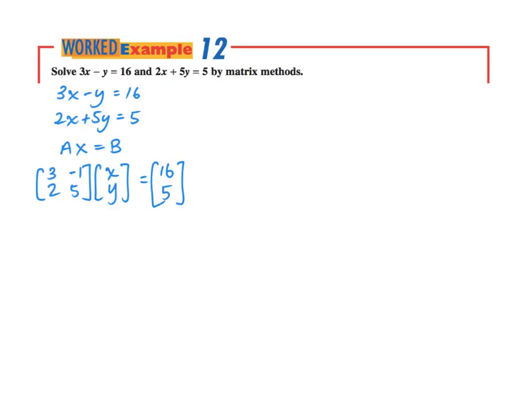And if you wanted to check at all, multiplying these two matrices out will actually give you these two equations. So if we do a quick check, 3 times x is 3x, times negative 1 times y, which is minus y, and that is equal to 16. Then you've got 2 times x, which is 2x, plus 5 times y, which is plus 5y, and that is equal to 5.